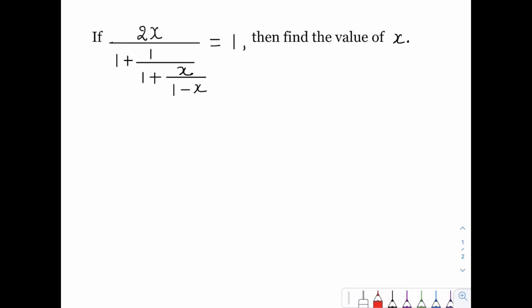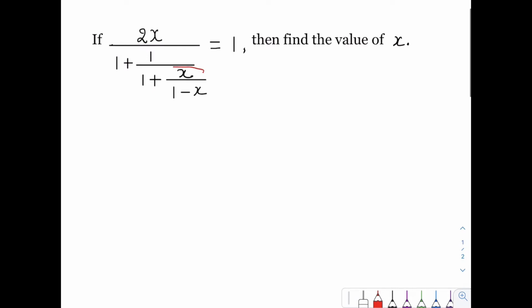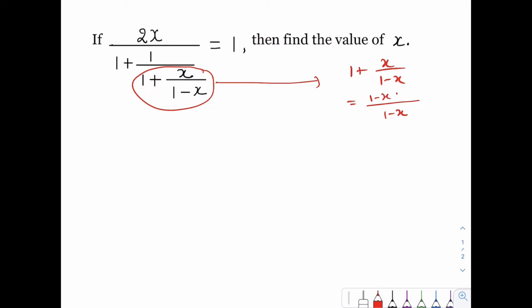So for this, first of all, we solve this part. This part is equal to 1 plus x upon 1 minus x. So this is equal to the LCM of these two, 1 minus x. So we have 1 minus x plus x, and x minus x plus x cancelled out. So we have 1 upon 1 minus x.